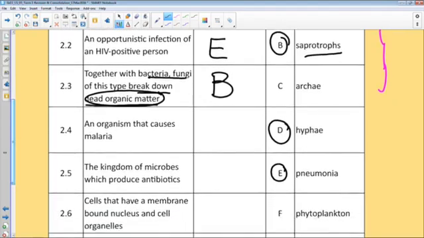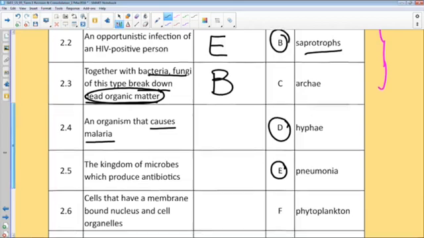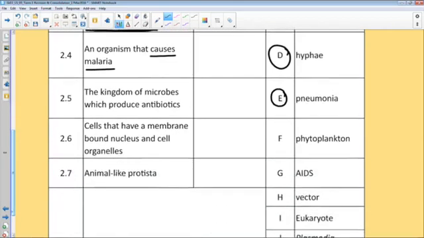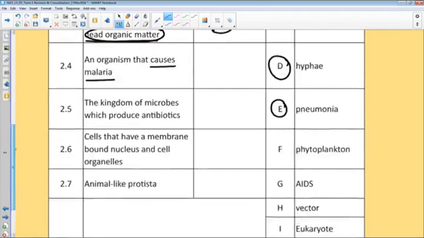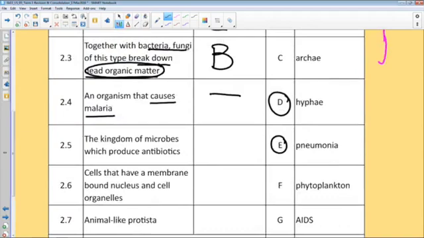2.4. An organism that causes malaria, and we just did that, guys. So what is the organism that causes malaria? We know that the mosquito is the vector, but the organism that causes malaria is Plasmodium, so the answer there is J. So you've got to read the question carefully. It's the organism that causes malaria and not the vector.